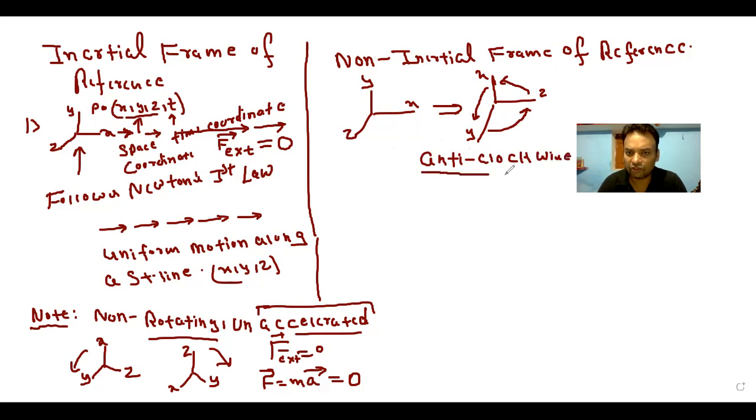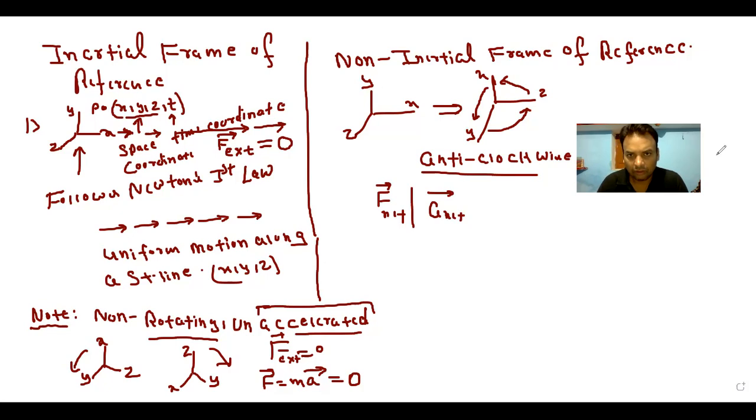So if rotation is there, it is called a non-inertial frame. And the second thing is if it is accelerating. If there is acceleration, there is a net force. If the frame is accelerated, a force is there. That frame is called the non-inertial frame.